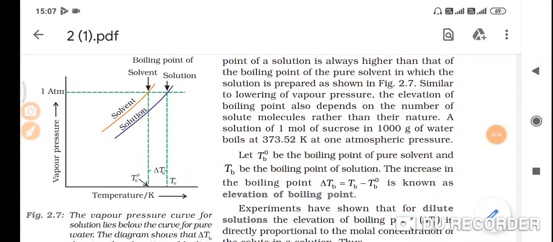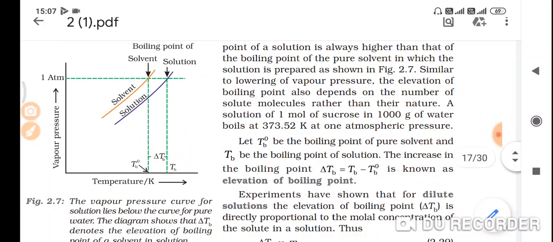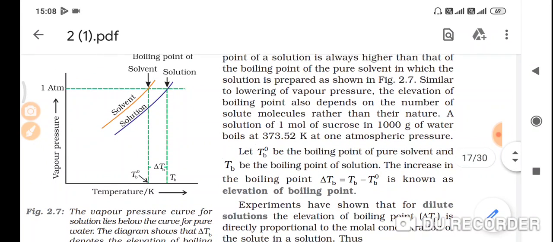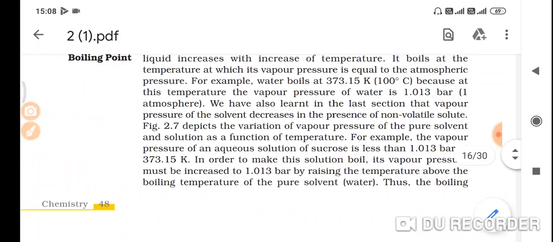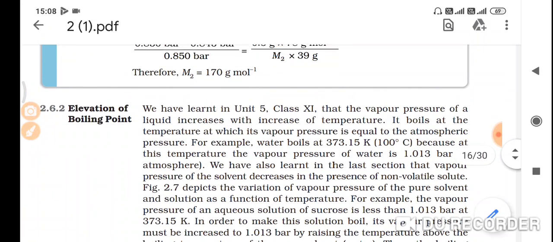Welcome back guys. We are going to start our next lecture video of the topic solution, in which we are studying colligative properties. We have discussed what colligative properties are, which depend solely on the number of solute particles. Colligative properties are of four types that we have to study. The first one is lowering of vapor pressure. The second colligative property is elevation in boiling point.